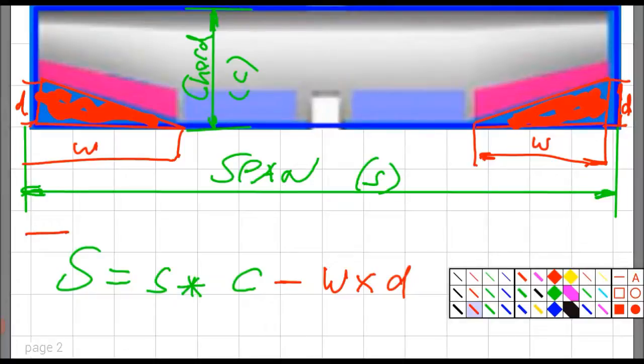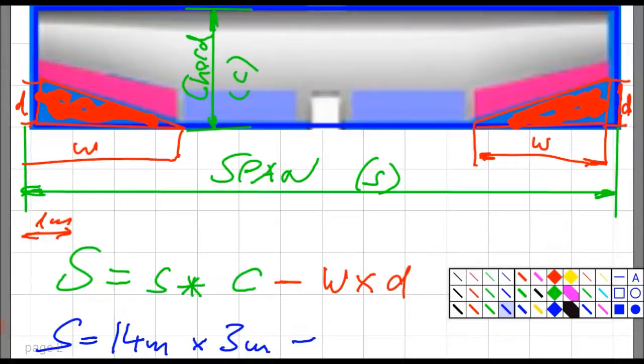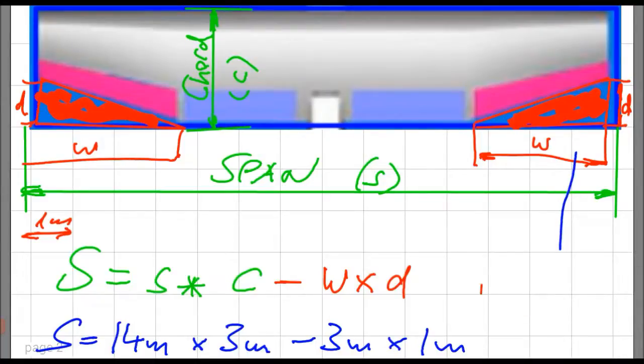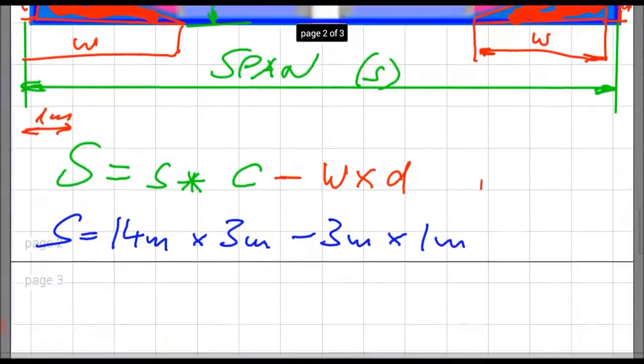If I assume that this one would be 1 meter, I actually can put numbers down here. So I can say my surface area equals 1, 2, 3, 4, 5, 6, 7, 8, 9, 10, 11, 12, 13, 14 meters, times chord 1, 2, 3, 3 meters, minus 1, 2, 3 meters width, times 1 meter. Please don't forget to carry along the units of measurement. We cannot do without units of measurement in physics, and aerodynamics is part of physics.